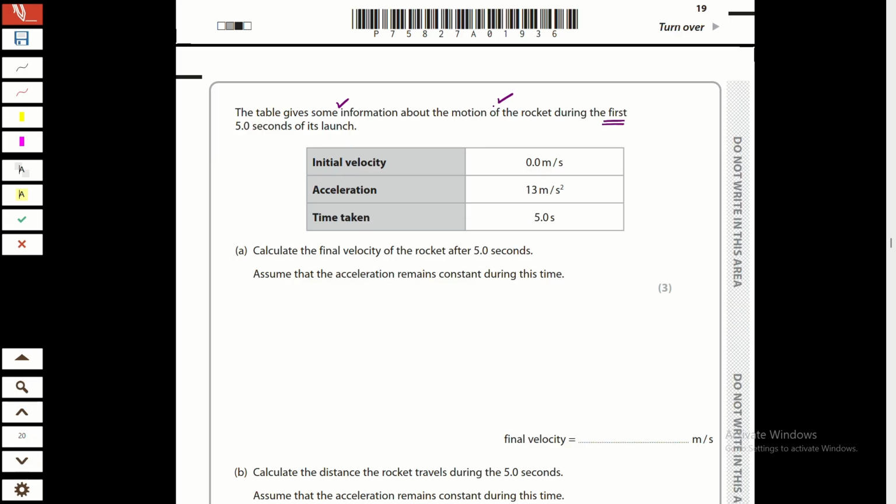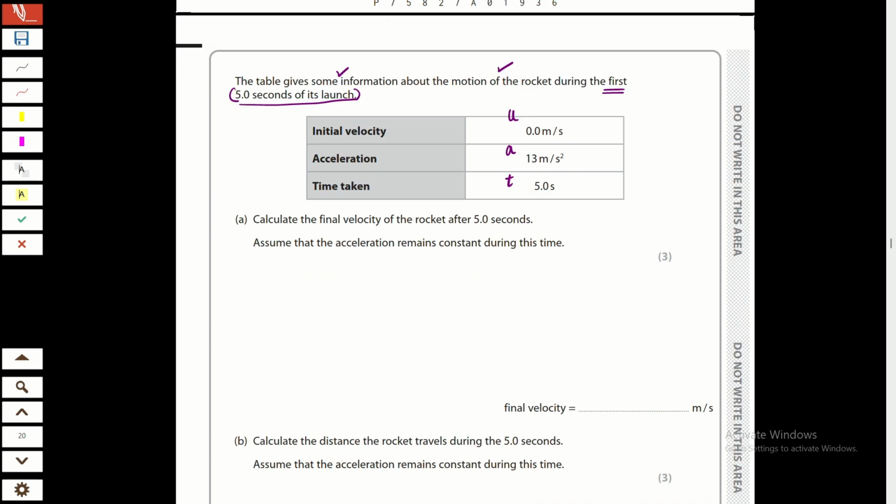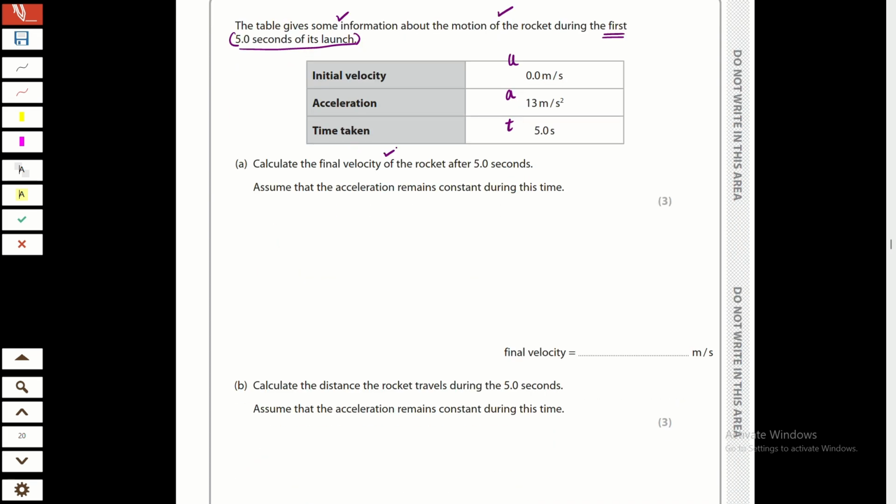All right. The table gives some information about the motion of the rocket during the first 5 seconds of its launch. So the information is about the rocket in the first 5 seconds of its launch. So the initial velocity is basically 0. Acceleration is 13. Time taken is basically 5 seconds.